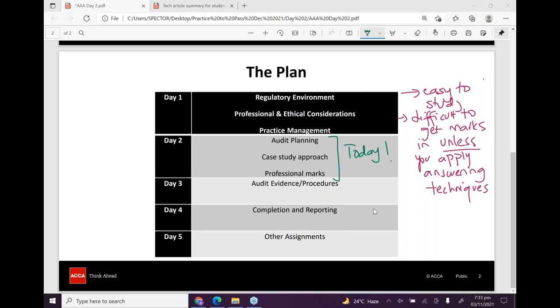Oh, 3 mocks, M-O-C-K, mock exams. The 3 mock exams at the end. So there are normally 3 mock exams at the end.